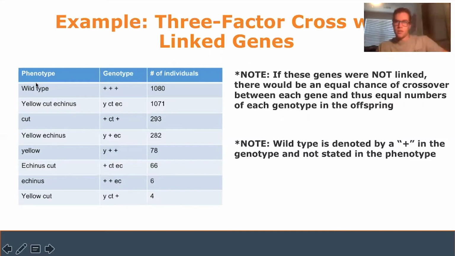Well, we know the genotypes because of the phenotypes we can observe. And then just a quick note again, if these genes were not linked, there would be an equal chance of crossover happening between each gene. So there would therefore be equal numbers of each genotype or phenotype in the progeny, the offspring. So because there are not relatively equal numbers, we know that these genes are linked and something fishy is going on. Because, for example, why are there so few of these and so many of these? So we know that they're linked, and some genes are close together and others are farther apart.